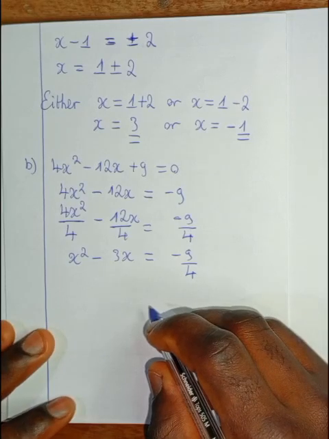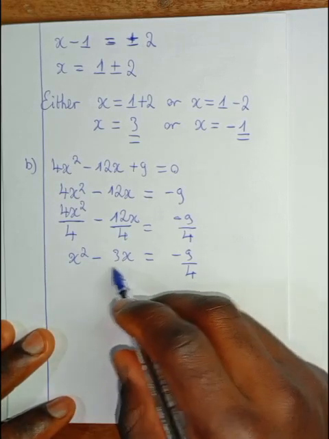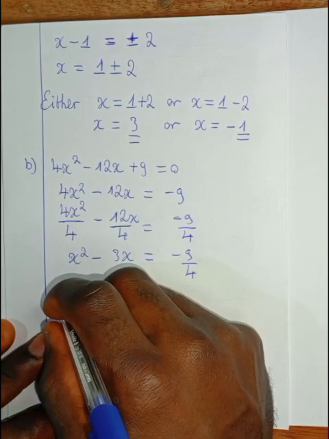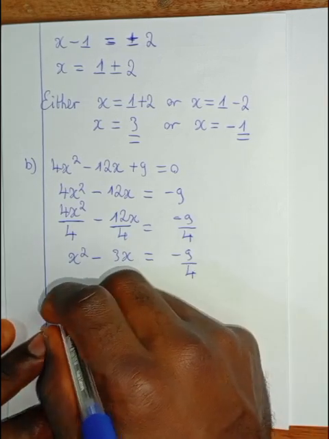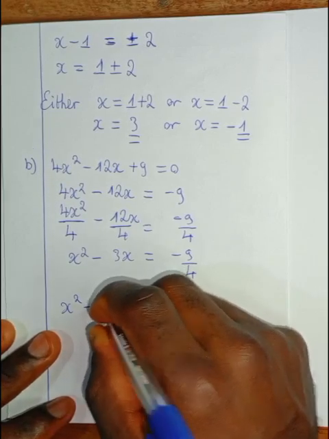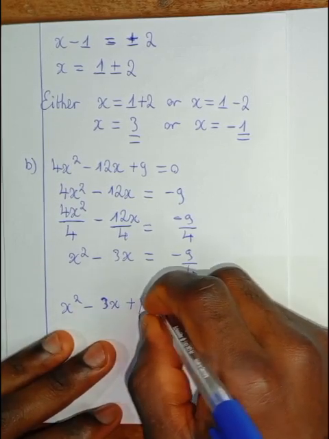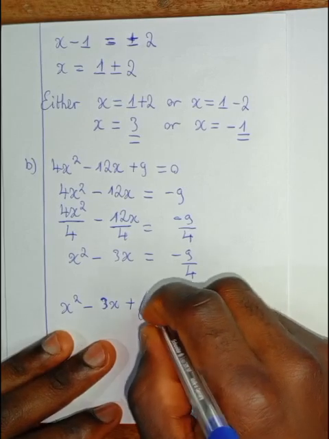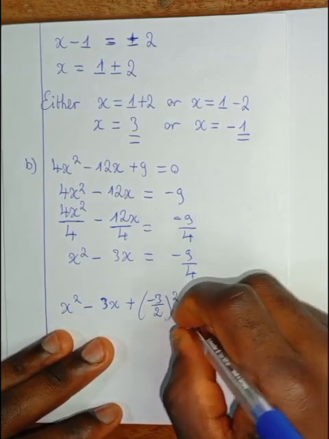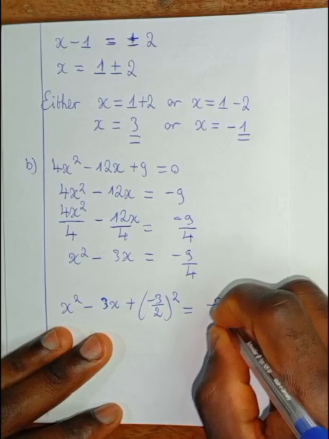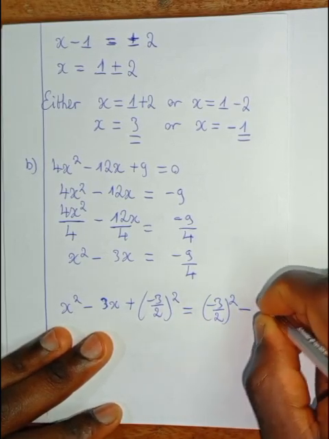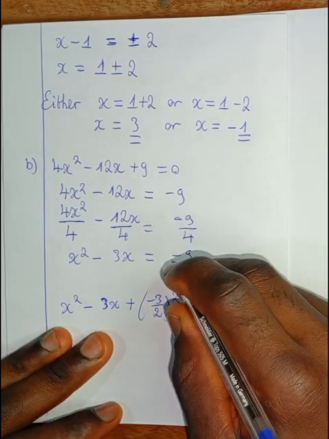Next step, we are going to add half the coefficient of x, all that squared, and the coefficient of x is negative 3, at the left hand side and at the right hand side. This will give us x squared minus 3x plus negative 3 over 2, which is half the coefficient of x. We square it, is equal to negative 3 over 2. We square it minus 9 over 4.